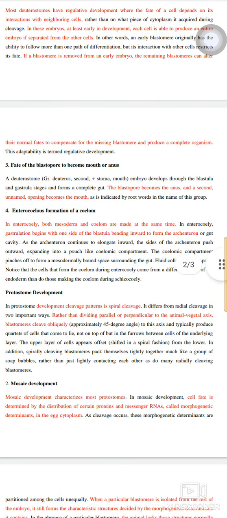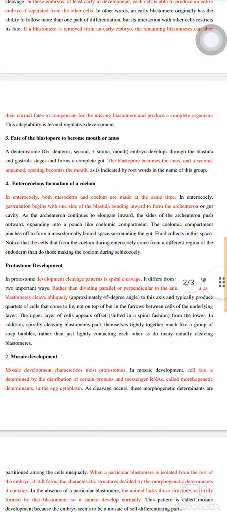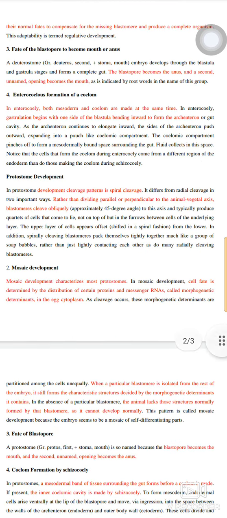Let's talk about the third one, which is the fate of the blastopore to become mouth or anus. I say that the blastopore becomes the anus, and the second opening becomes the mouth. Then for the enterocoelous formation of the coelom, in enterocoely both mesoderm and coelom are made at the same time. In enterocoely, gastrulation begins with one side of the blastula bending inward to form the archenteron, or what we call the gut cavity.